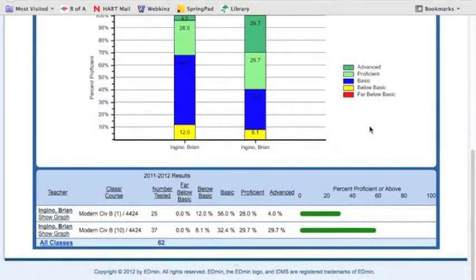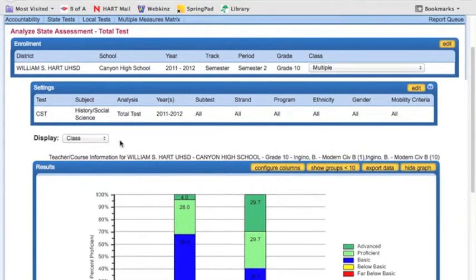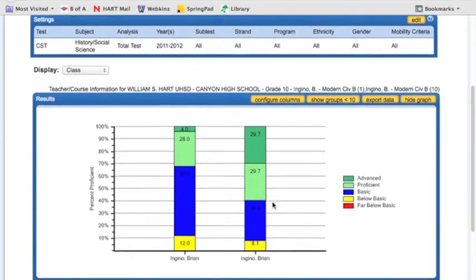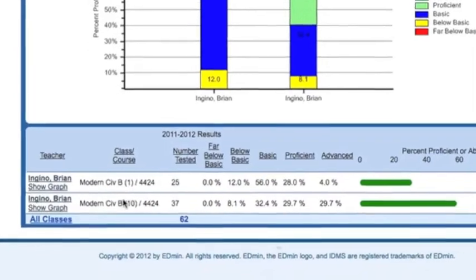This tutorial is going to show you how to calculate your own individual API score. Now, if you remember, this is where we left off, where we have pulled up the star scores for our class right here, or classes. And if you remember, Brian was nice enough to let us use his data. So here he is. We have two Mod Civ classes here.